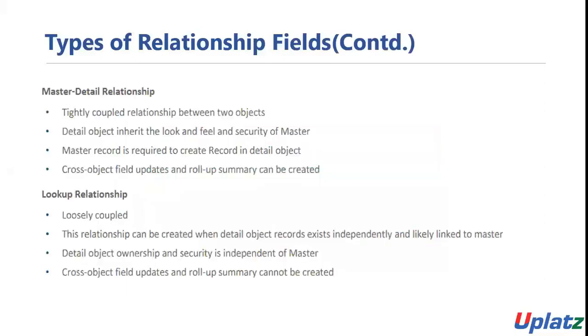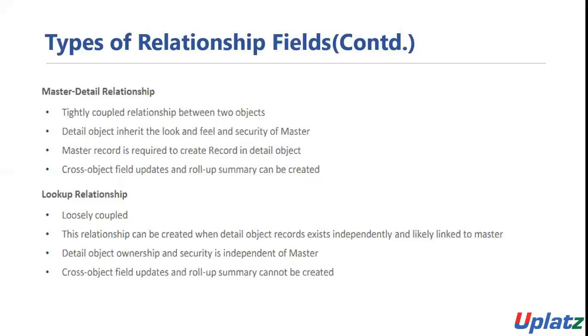Types of relationship fields. Master detail relationship, tightly coupled relationship between two objects. Detail object inherits the look and feel and security of master. Master record is required to create record in detail object. Cross object field updates and roll-up summary can be created. As we have seen roll-up summary as a data type, we will do this in action in our later modules.